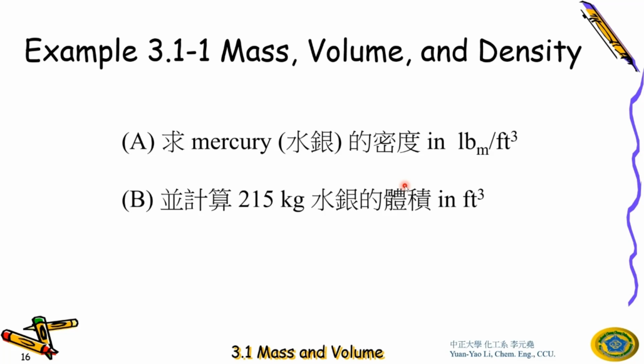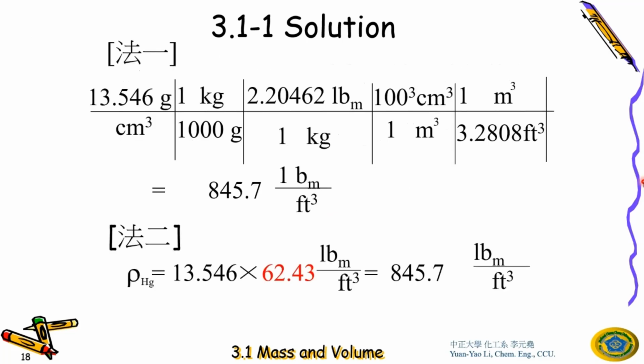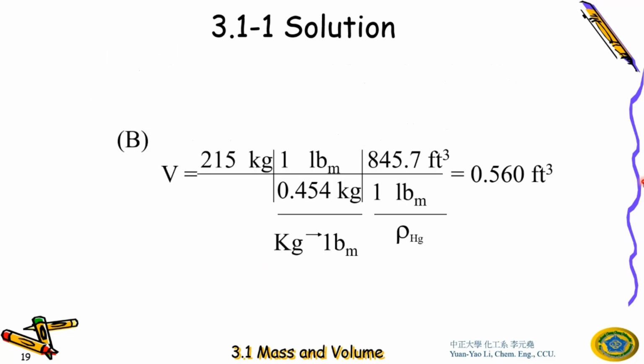So, example 3.1-1, mass, volume, and density. You want to measure the density of the mercury, using this weight amount of the mercury. Please work through this study by yourself, and I just skip this.